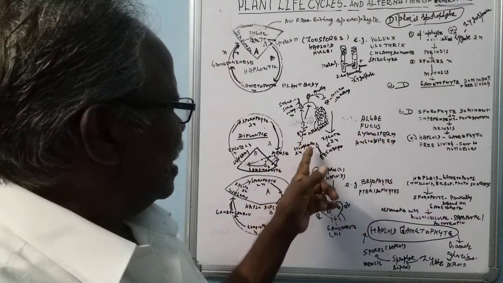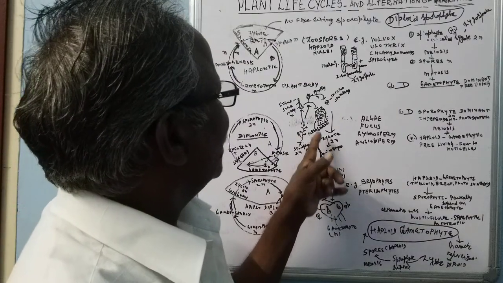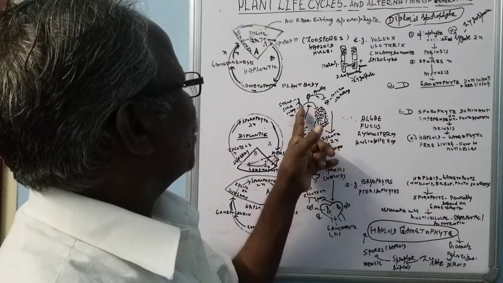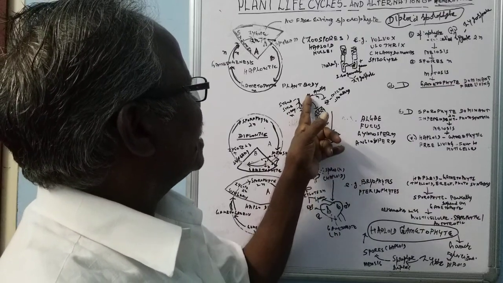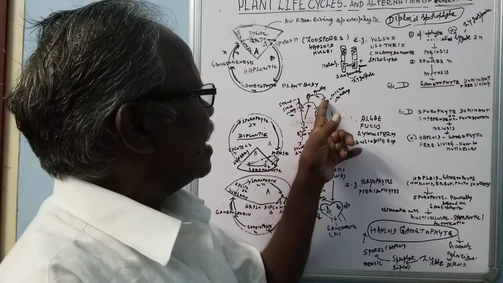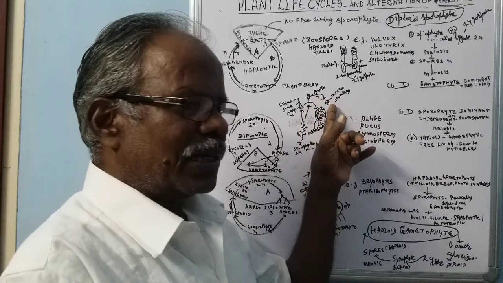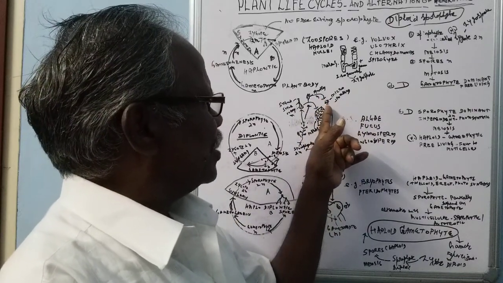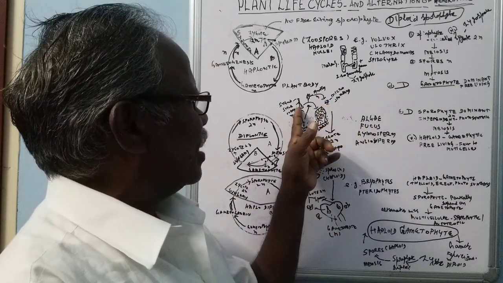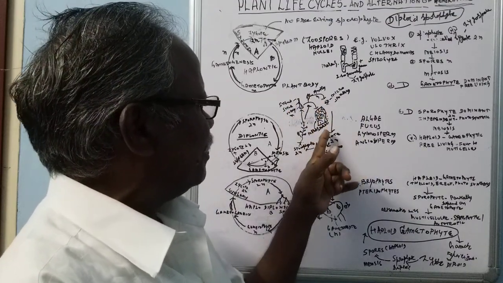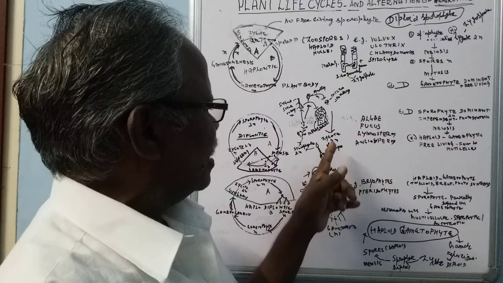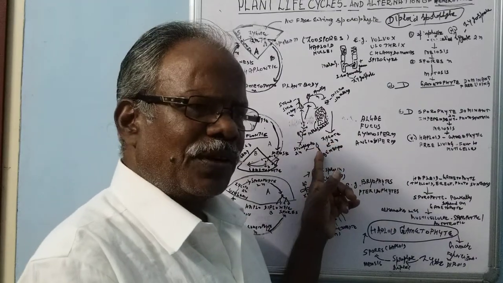So here you can see the sporophyte plant, the stigma, ovary, and then the male is anther. Anther gives rise to pollen, that is reduced to N, and this ovary is also reduced to N. So 2N, that is zygote, is formed, and that is 2N, that develops into embryo.